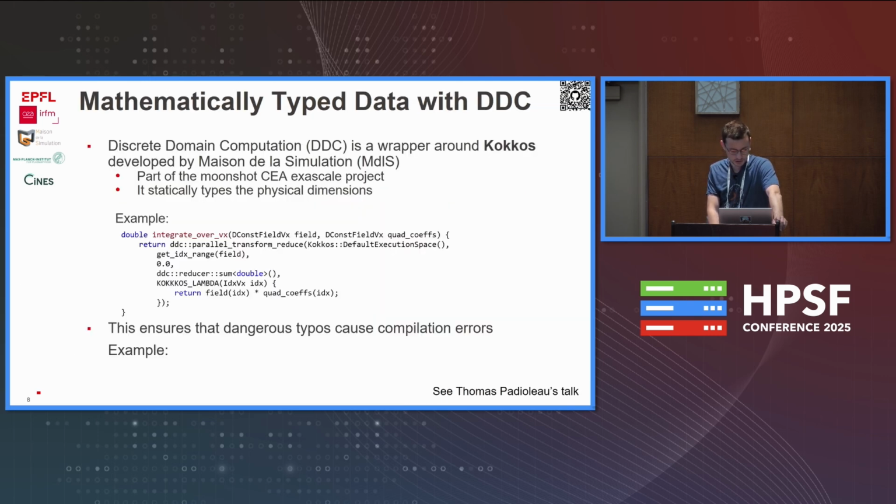So quickly on DDC, basically it allows you to avoid mixing quantities that should not be mixed, and it also provides a way to iterate over the fields without bothering about the indexing.